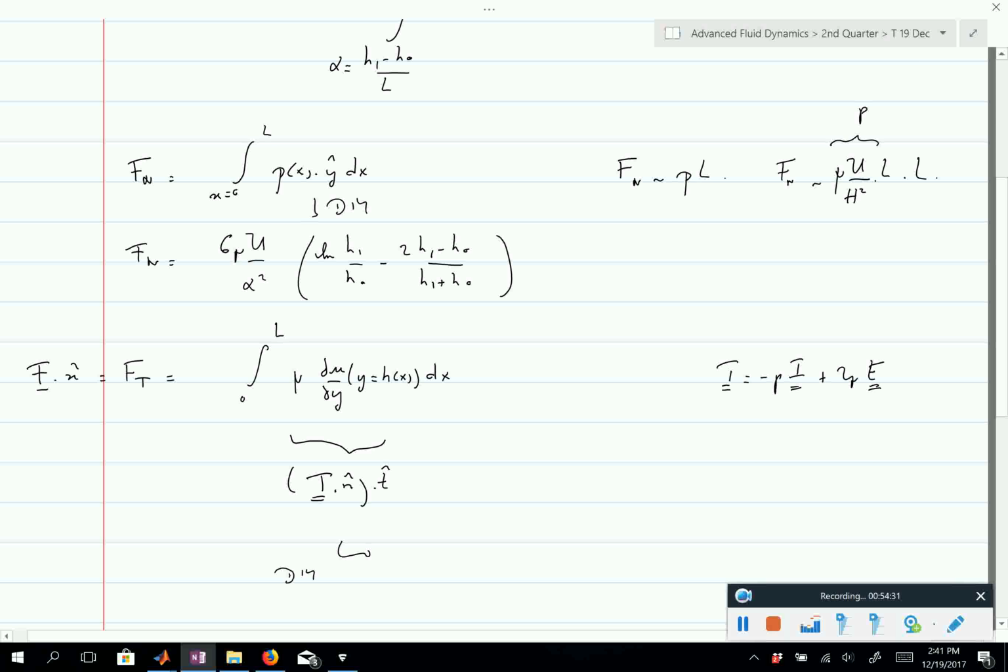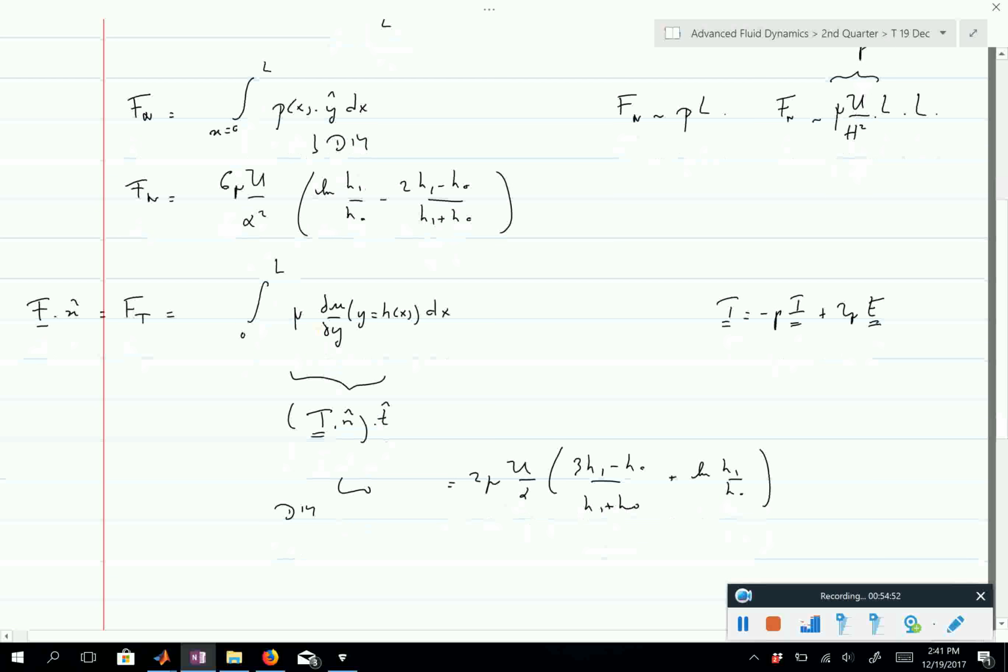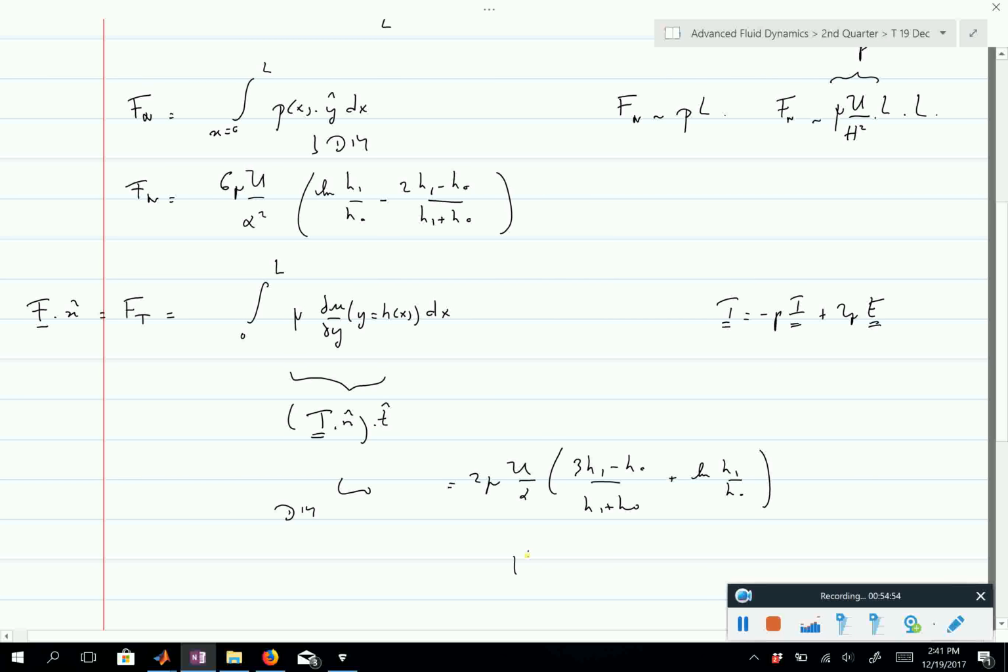And in the end you get, let me write it here, equals 2 mu U alpha. This is just for you so that you know what the answer is when you try it at home. Plus, I think a log of h1 divided by h naught. Okay, you can verify that indeed f of t is much more than f of n.